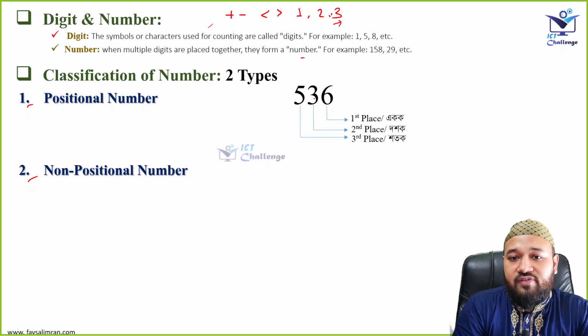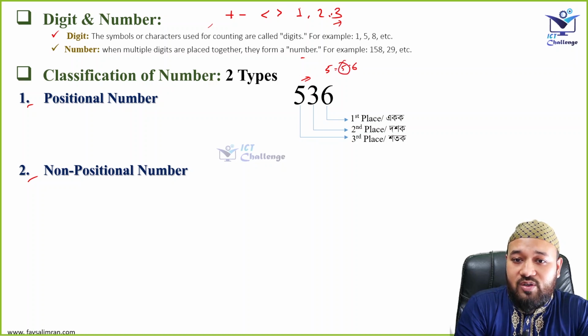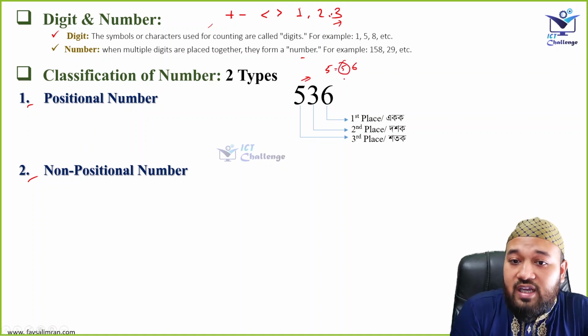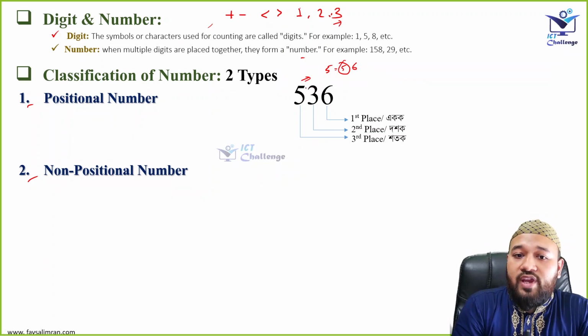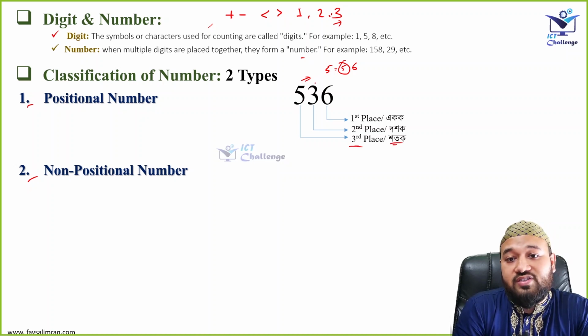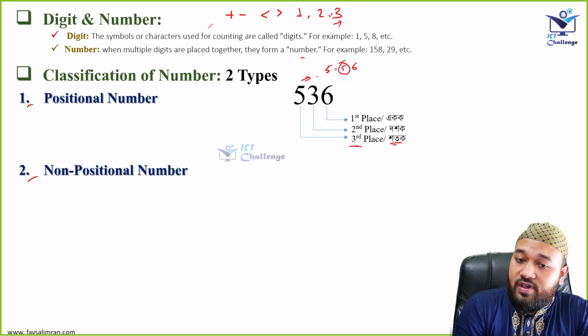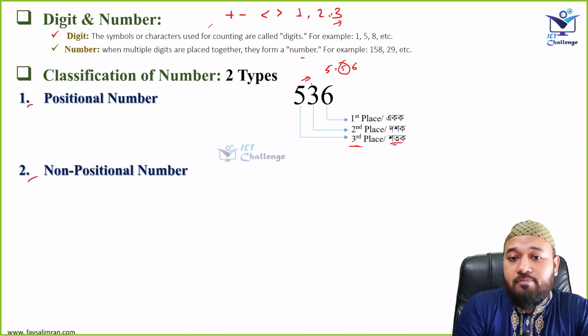I have an example like 536. We all know that 5 has 2 kinds of value. One of them is its face value and another one is its place value. Like if we write down 5, we call it 5. We don't call it 6, right? That means it has a value. The name of the value is 5. It is its own value. And also we have its place value, like that is a 3rd place number. That means 100, or 500. That means 5 is its own value and 100 is its place value.